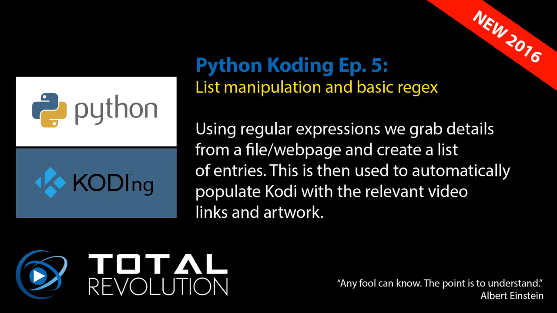And that brings to a close episode 4. Make sure you join us next week in episode 5 when we go through list manipulation and basic regex. Using regular expressions, we grab details from a file and web page and create a list of entries. This is then used to automatically populate Kodi with the relevant video, links and artwork.